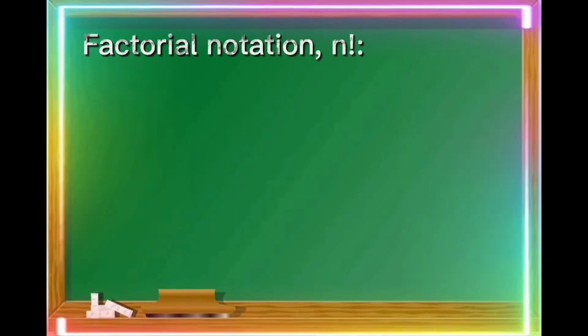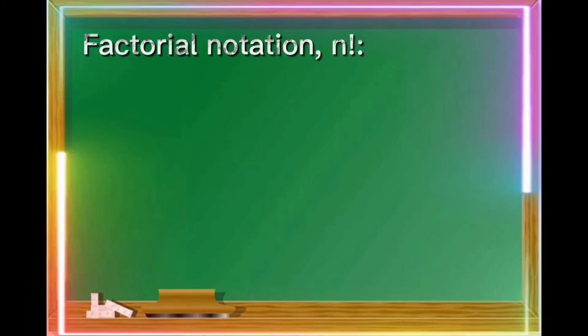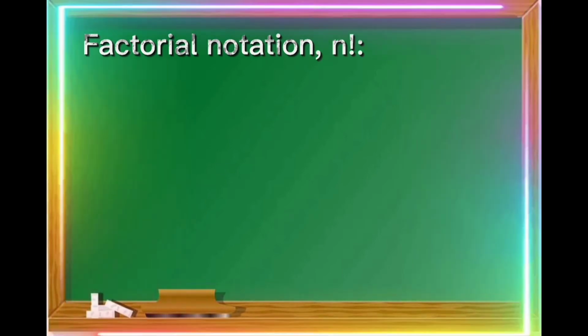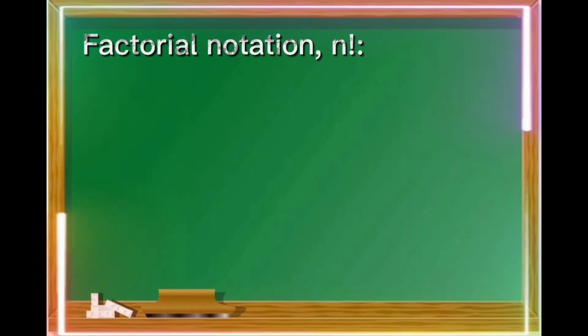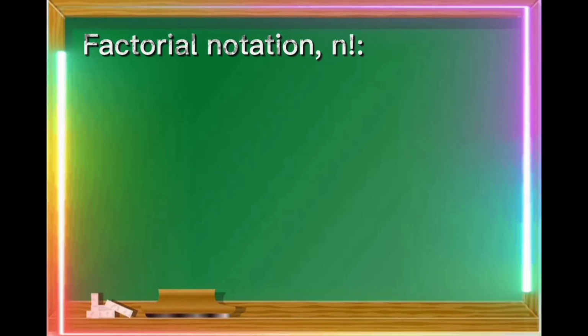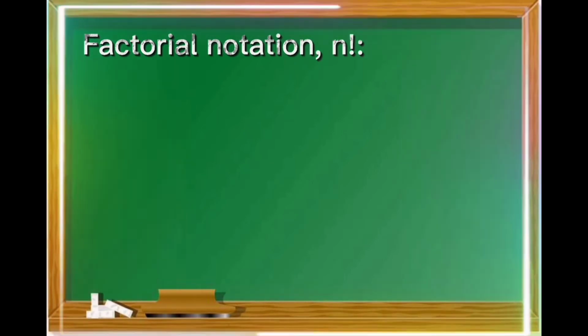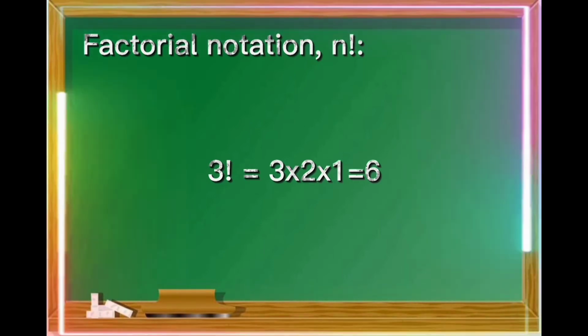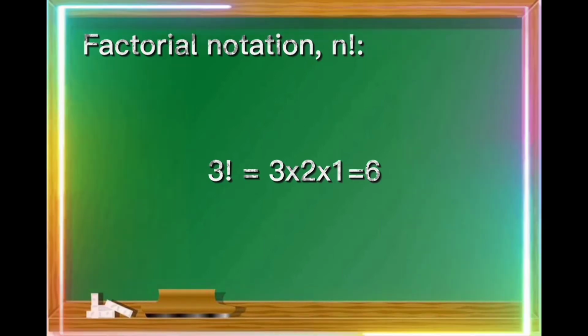Now, if we use the factorial notation, the n factorial, that is 3 factorial, since there are 3 letters of the word era without repetition. For the solution, we have 3 factorial is equal to 3 times 2 times 1 is equal to 6.